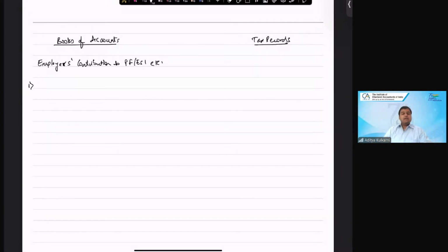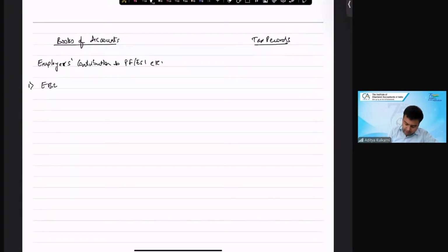Suppose we are looking at employer's contribution to Provident Fund, ESI, etc. Not employee, I'm talking about employer. Employer contribution to the PF is first of all a cost to the organization. Yes or no? Yes, sir. Cost to the organization. Cost to the company.